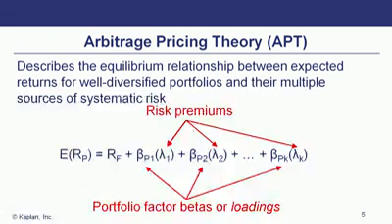So if we took just the first part of it here, and we're looking at the APT still, it's just describing this equilibrium rate relationship. Equilibrium means after all the arbitrage has forced the values of the assets to be equal to their fair value or intrinsic values. So we have this equilibrium relationship in a well-diversified portfolio.